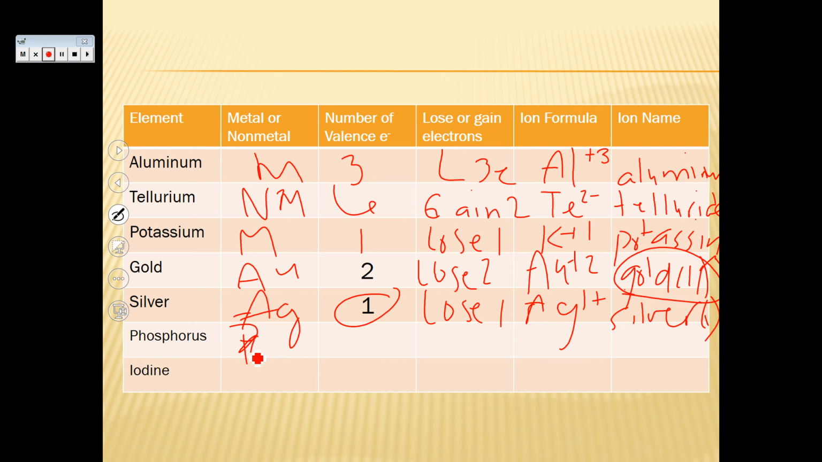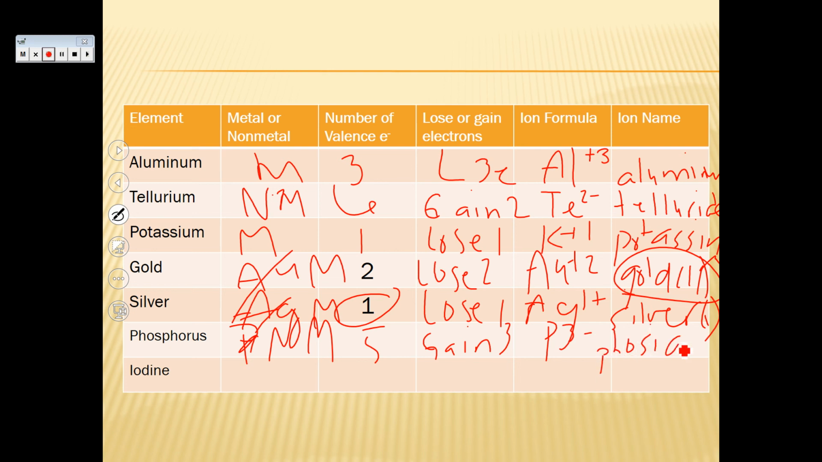Wow. Messed up there. My bad. Sorry, we're not writing the symbols. We are writing, this is a metal, this is a metal, phosphorus is a nonmetal. Number of valence electrons of phosphorus is going to be 5. So it's going to gain 3 to become P3 minus, and its name becomes phosphide.